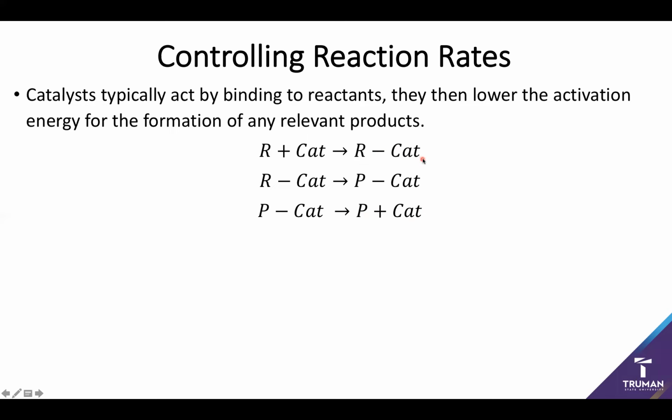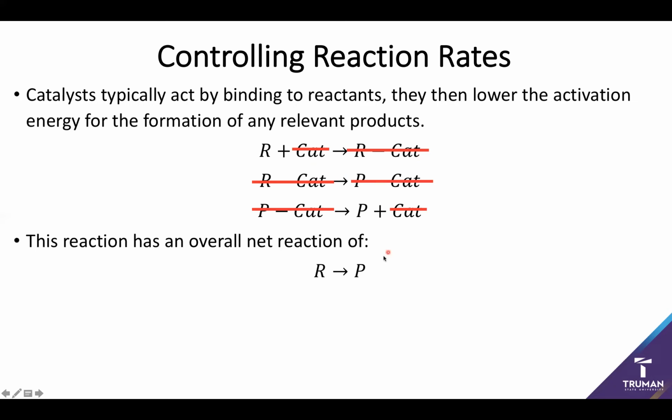But if we go through each step, we'll notice that every single step of the catalytic mechanism tends to have a cancellation. We end up producing our catalytic complex and consuming it. We produce our product complex and consume it. And even our catalyst itself, we take it up, but we also release it. And as a result, it doesn't show up in the net overall reaction. It's essentially just helping move from point A to point B.